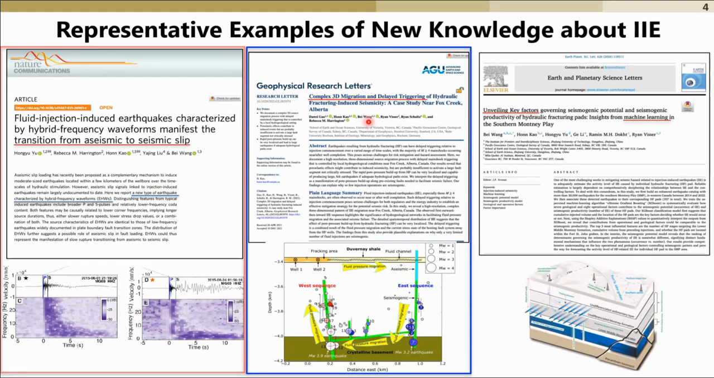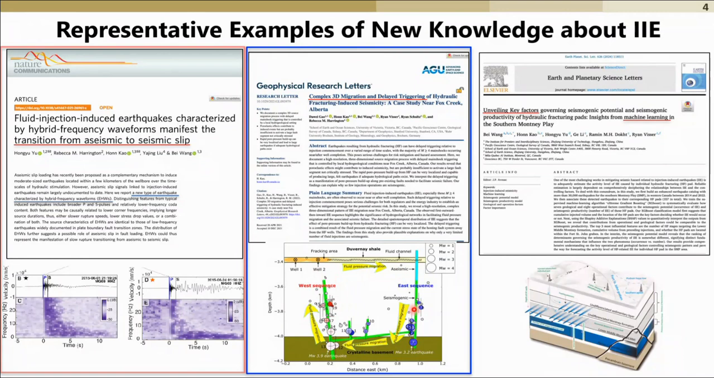The second example is a case study showing the complex 3D migration and the delayed triggering of hydraulic fracturing induced events in Alberta. As shown on this particular cross-section, we have done a detailed earthquake relocation for this particular sequence, and we found that the initial stage of the induced events occurred away from the injection points with a time delay. The sequence actually goes downward first toward the basement, and then migrates backwards toward the injection sites, and finally goes upward toward the injection well.